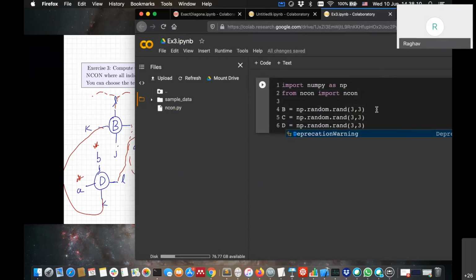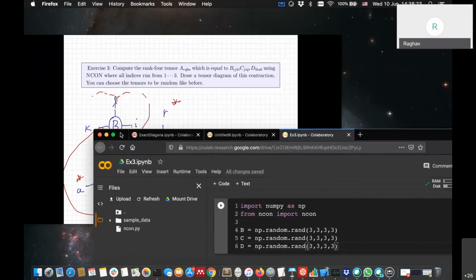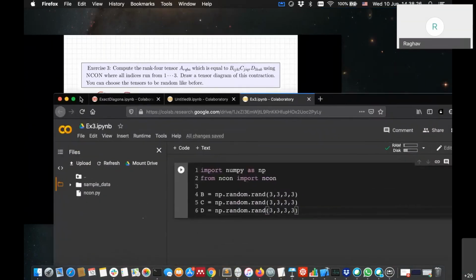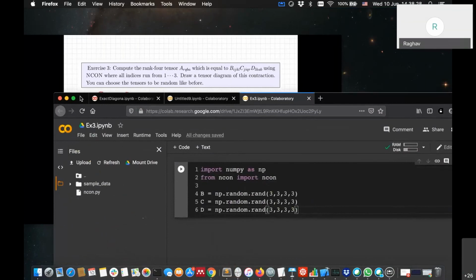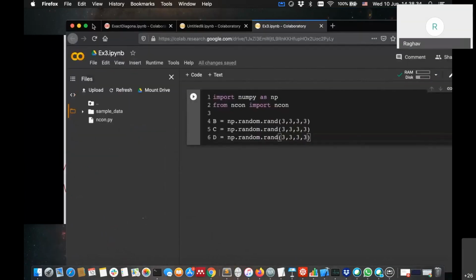But note that they are not rank matrices anymore. They are rank 4 tensors, right? So I need to do this. Now B, C, and D are rank 4 tensors where the indices are running from 1 to 3, right? Because that is what the exercise is asking me to do. It is asking me to compute this rank 4 tensors. So this is B, C, and D rank 4 tensors, all of them random rank 4 tensors.